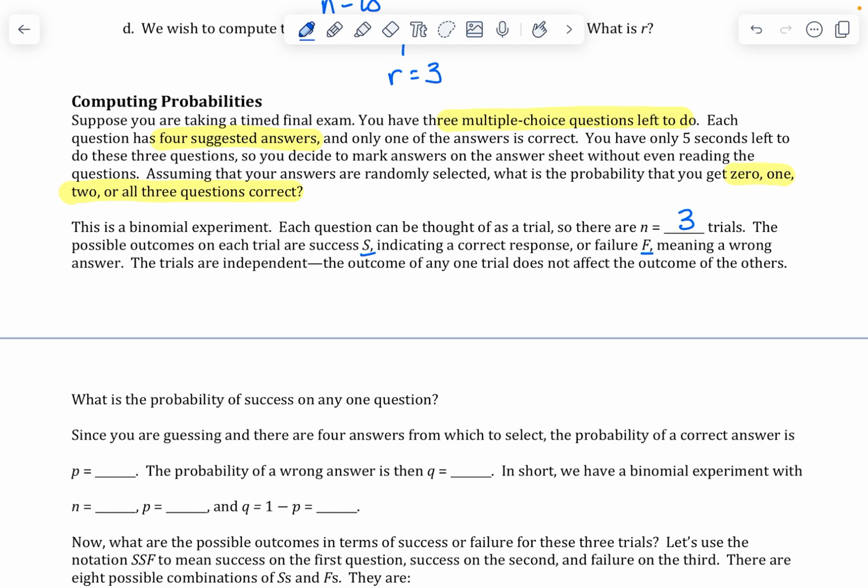What's the probability on any one question? Well, there were 4 to choose from, right? There were 4 answers from which to select. So the probability of getting it correct is 1/4, 0.25. Obviously then, there's a 75% chance that you'll be wrong. So putting it all together symbolically, we have n is 3, p is 0.25, and q is 0.75. That's all we need to figure out the probabilities.